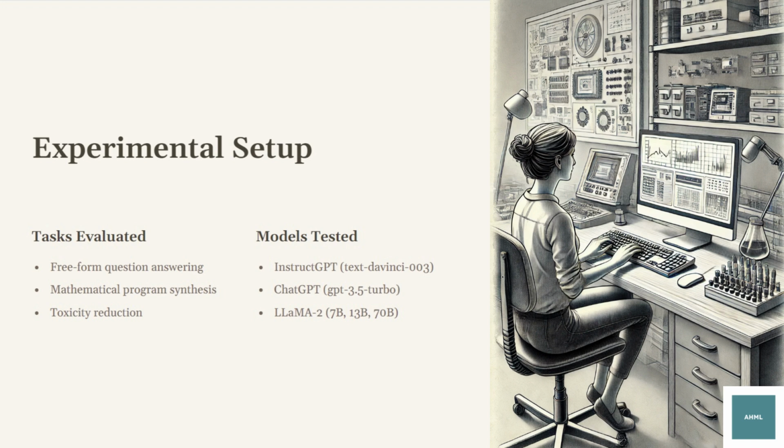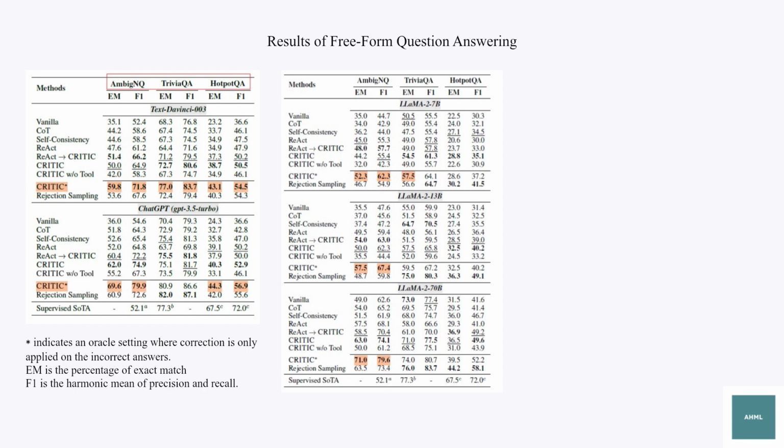The researchers use chain of thought prompting to produce an initial answer. They build a web search tool based on Google instead of task-specific retrievers to prevent overfitting. Each response is critiqued and corrected up to 3 times. Datasets include AmbigNQ, TriviaQA, and HotpotQA. The results are reported in terms of EM and F1 scores.